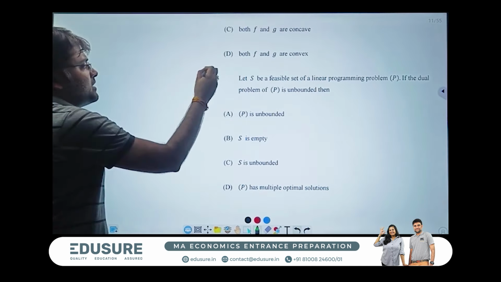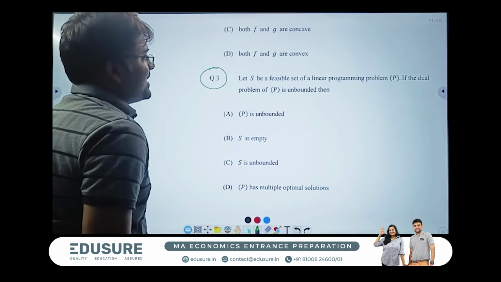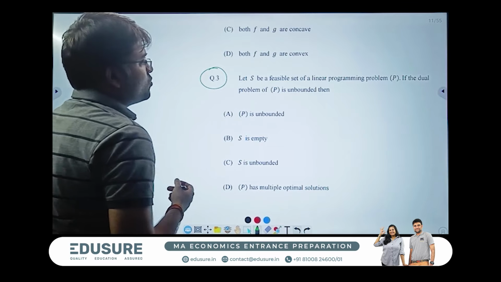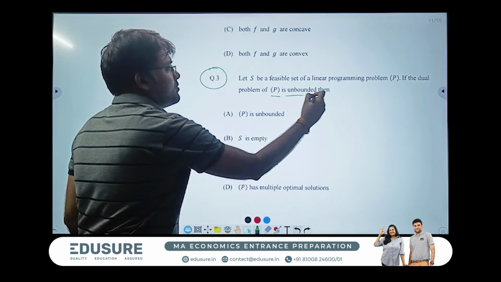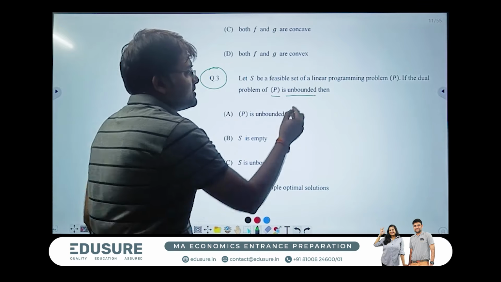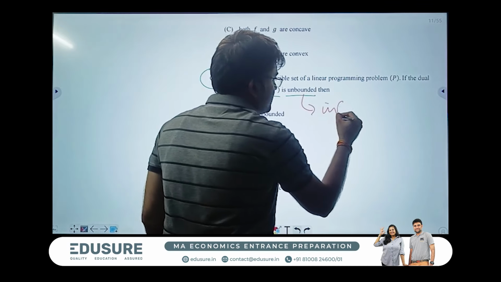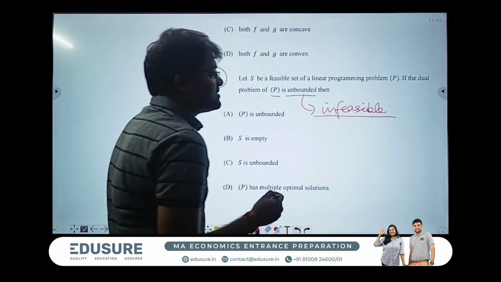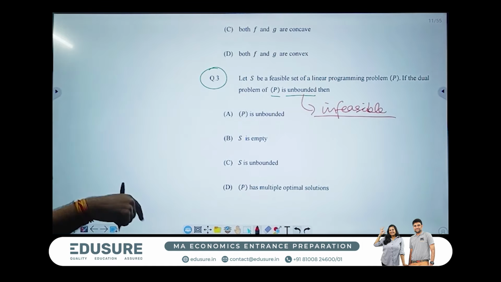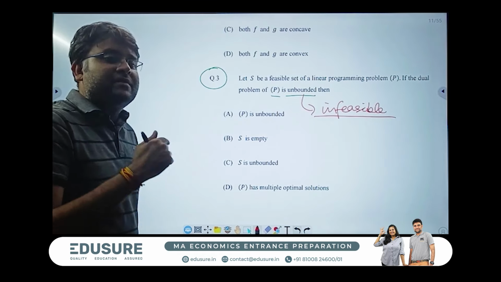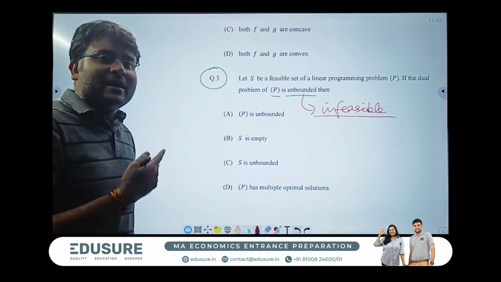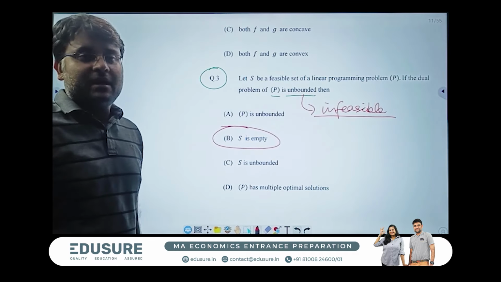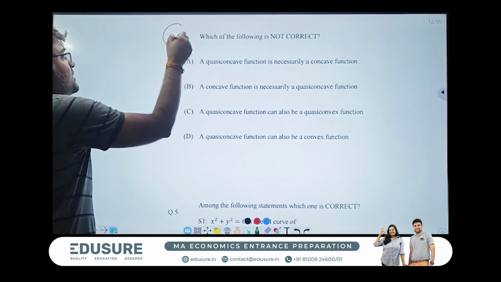JAM 2023 question number 3. Let S be a feasible set of a linear programming problem P. If the dual problem of P is unbounded, then the primal is infeasible. And if the dual is infeasible, then the primal is unbounded. Infeasible basically means that I don't have a feasible region, so the solution cannot exist. If the solution cannot exist, this is what the answer is. S is empty. B.